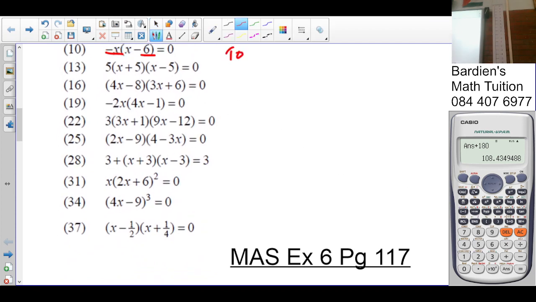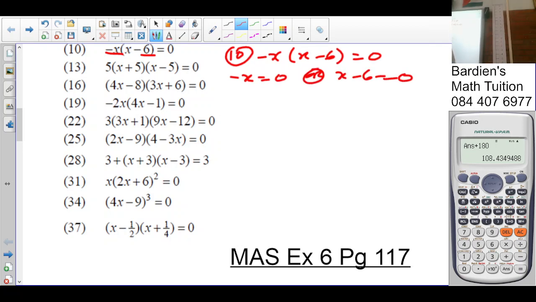Let's look at number 10. So minus x(x minus 6) is equal to 0. You said each one equal to 0, so negative x is equal to 0 or x minus 6 is equal to 0. I divide by negative 1 on both sides.